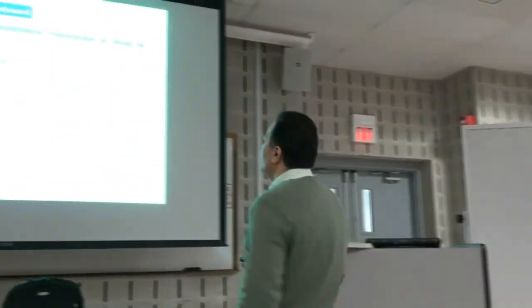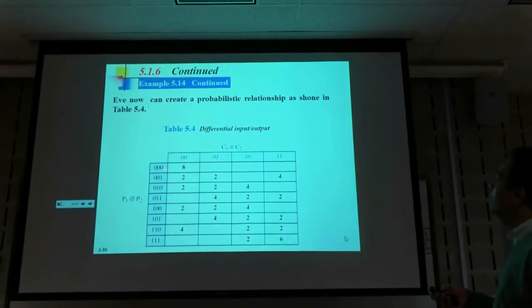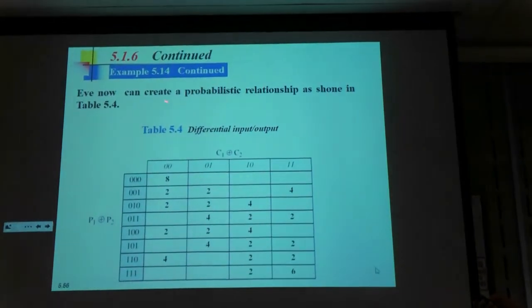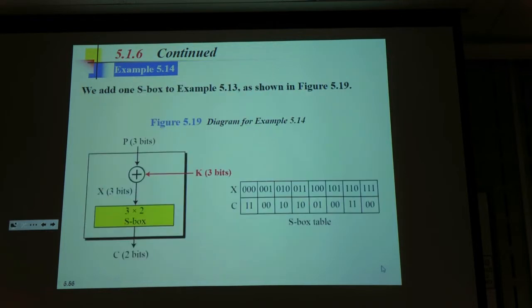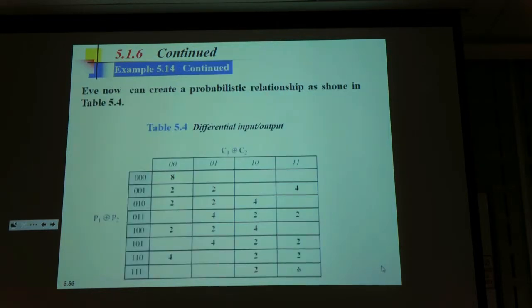All right. So what you do in here, Eve now can create a probabilistic relationship as shown in the table. See, this is a table. If XORing the plain texts together gives you 0, 0, 0, what is the chance that C1 XOR C2 equals 0, 0? It's like 8 out of 8, so like 100%.